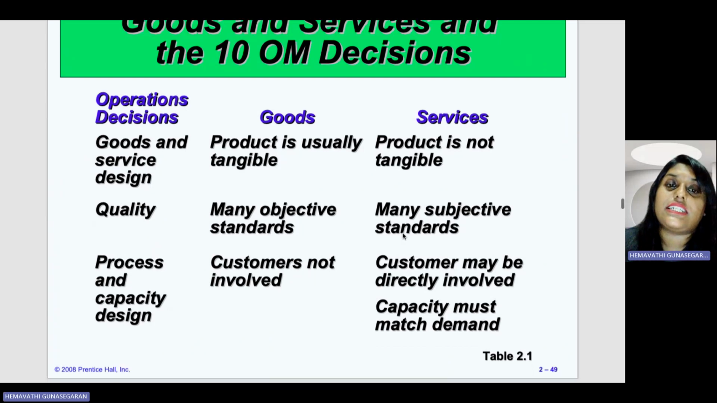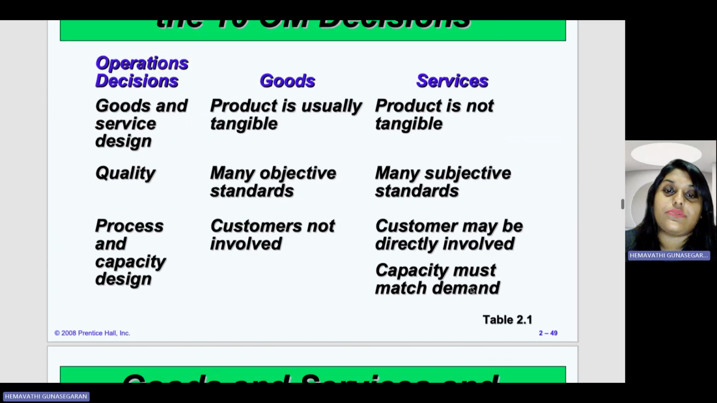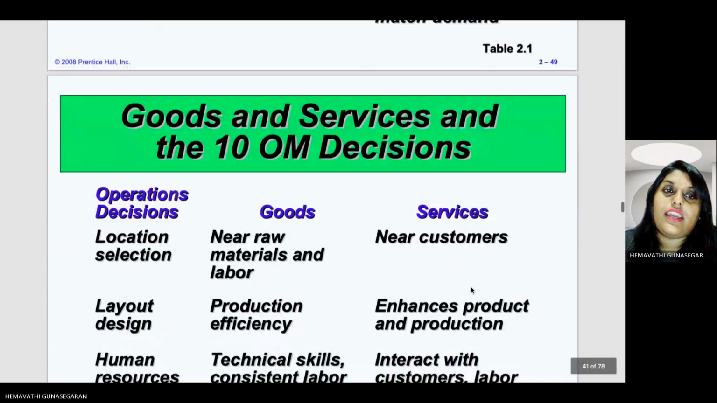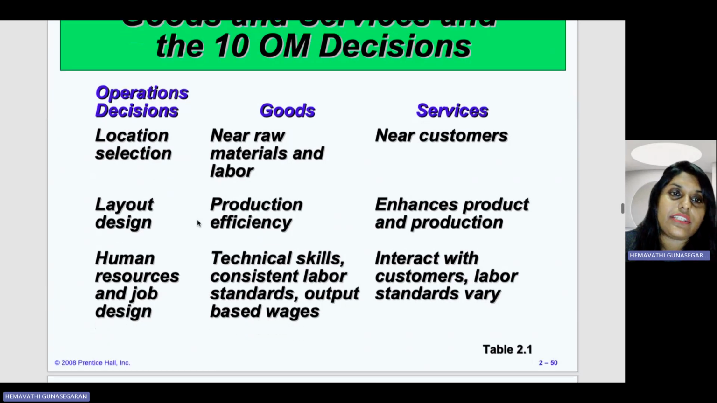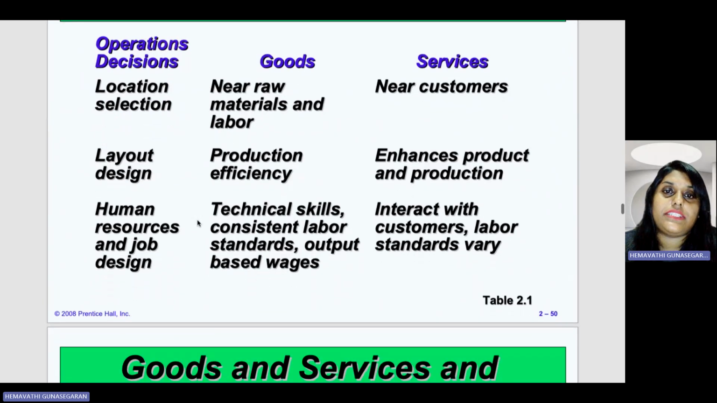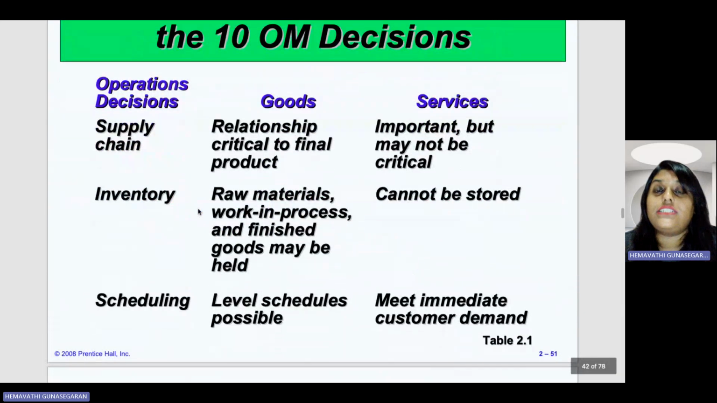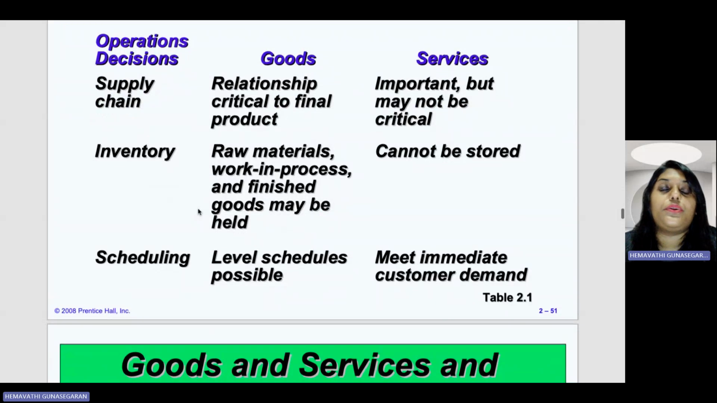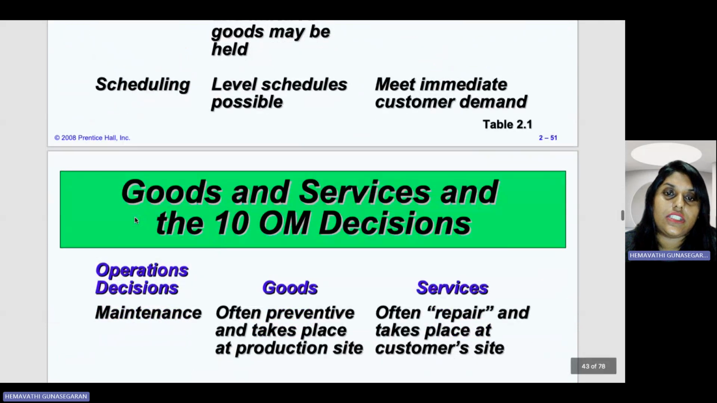And then in the process of goods, customers are not involved, but in the process of services, customers may be directly involved, and capacity must match with demand. And then in terms of location selection, the goods are near raw materials and labor. The service is near customers. And then we have layout design, human resource and job design. All right. This is something for you to go through at your own pace, in order for you to better understand each and every element of operation decision.